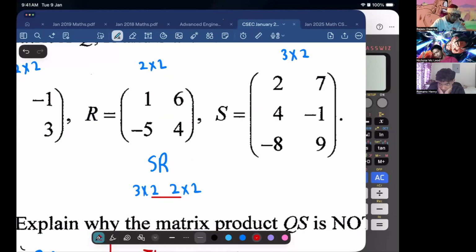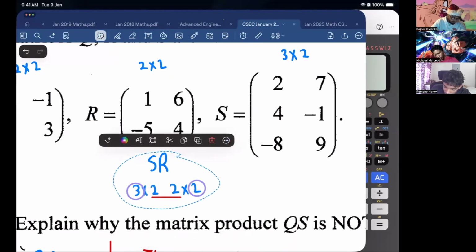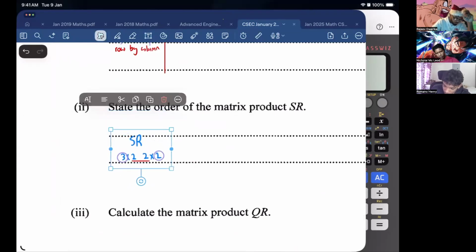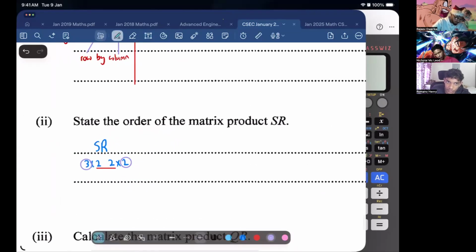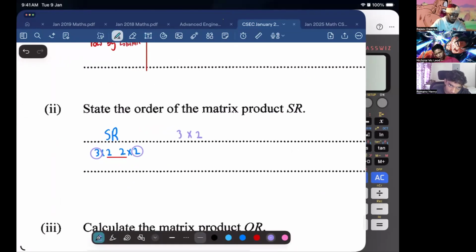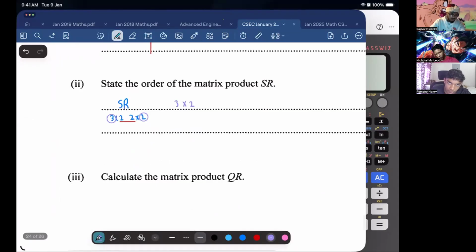Second thing, what are the elements on the outside? A 3 and a 2. So what will be the order of the final answer? A 3 by 2. That's literally it. So 3 by 2. Everybody okay with that? Yes, sir.